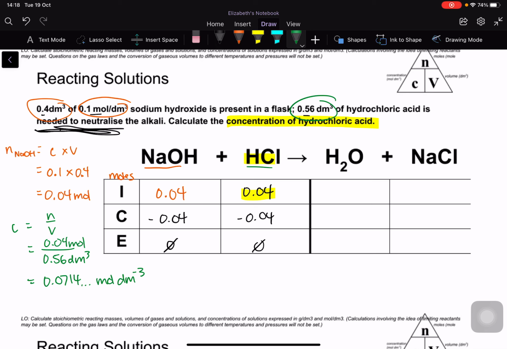This one's a little tricky because instead of having to find a product, we're actually finding how much of a reactant was initially there. We know how many moles of NaOH there are that had to react, and we're trying to find how much HCl was there when it first reacted. Again, because it's a 1-to-1 ratio, sodium hydroxide started with 0.04 moles, so does HCl.